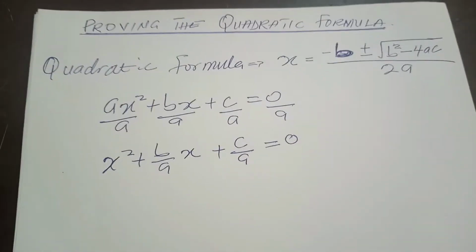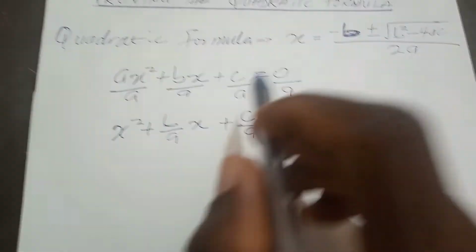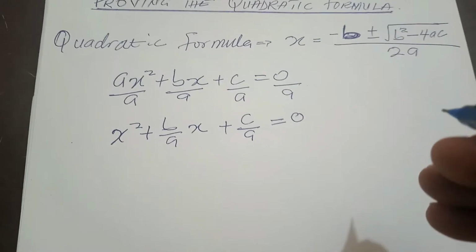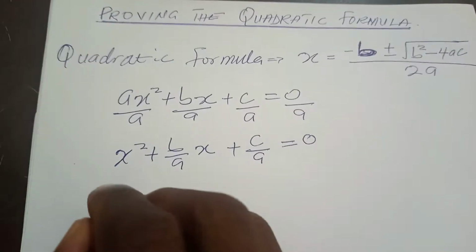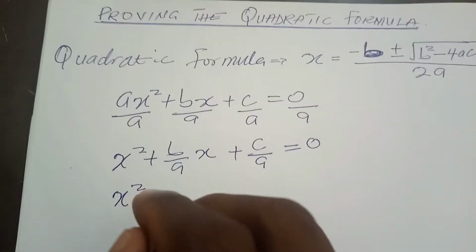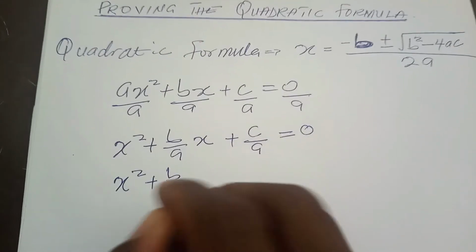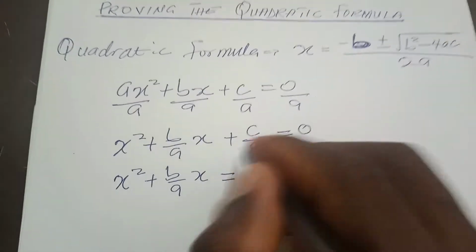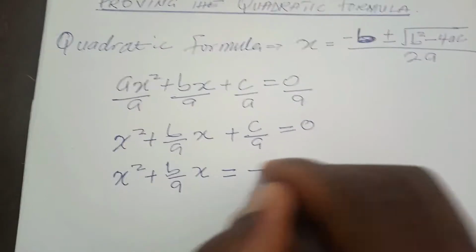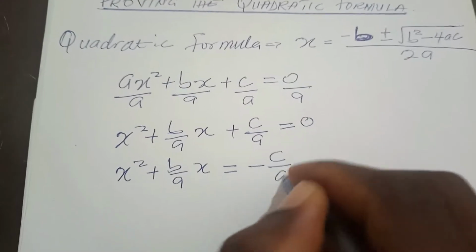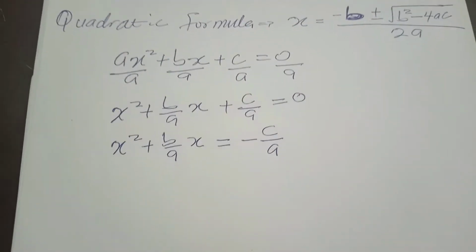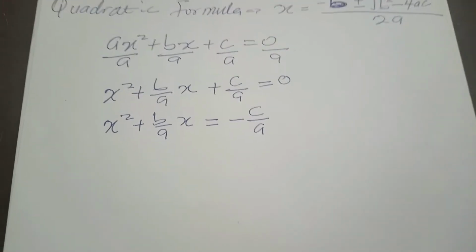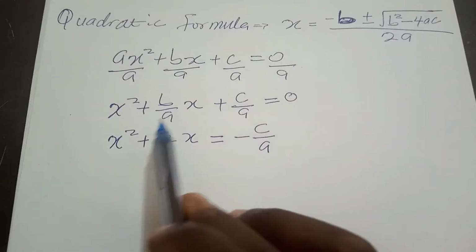Right. The next thing we'll do is let the constant term go to the right hand side of the equation, and that will give us x squared plus b over a x being equal to, this is positive, so when you go to the right it becomes negative, c over a.